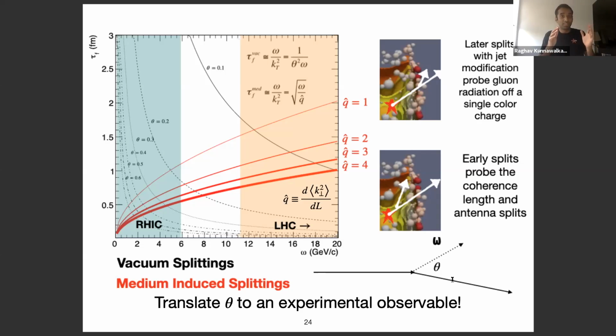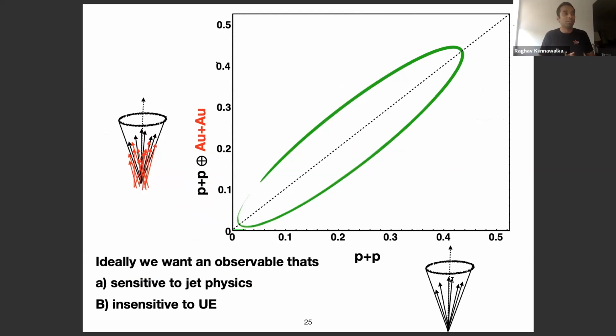So now the goal for us is to translate this theta into an experimental observable. Before we talk about what observable, let's talk about what we actually need from it, right? We want this observable to be sensitive to jet physics. That's kind of the default here. But importantly, we want it to be insensitive to the underlying event of the gold-gold collision.